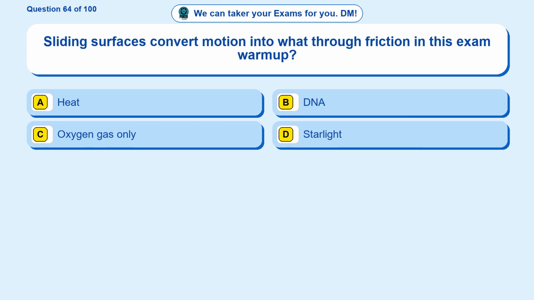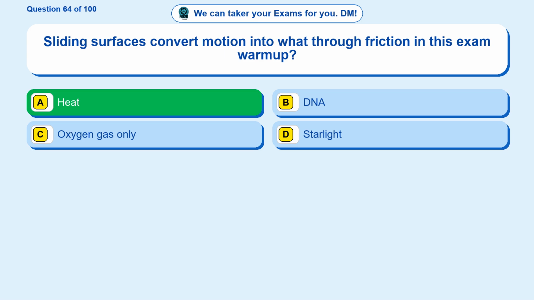Question 64. Sliding surfaces convert motion into what through friction in this exam warm-up? Option A, heat. Option B, DNA. Option C, oxygen gas only. Option D, starlight. The correct answer is option A.